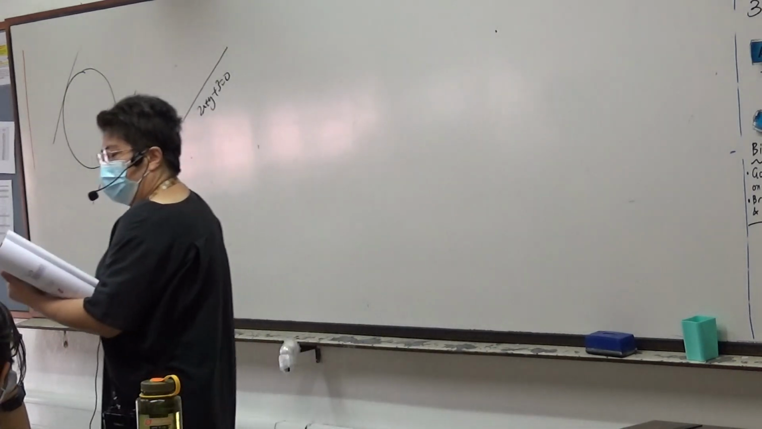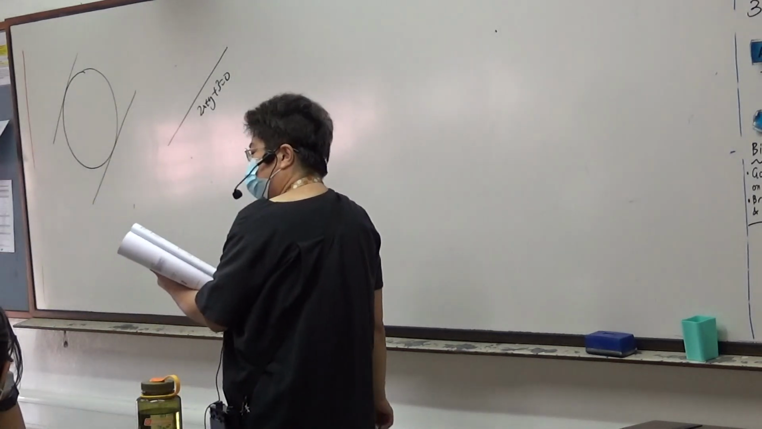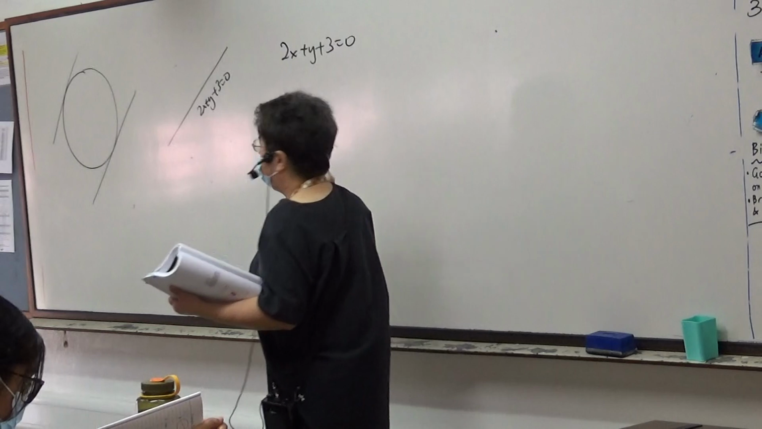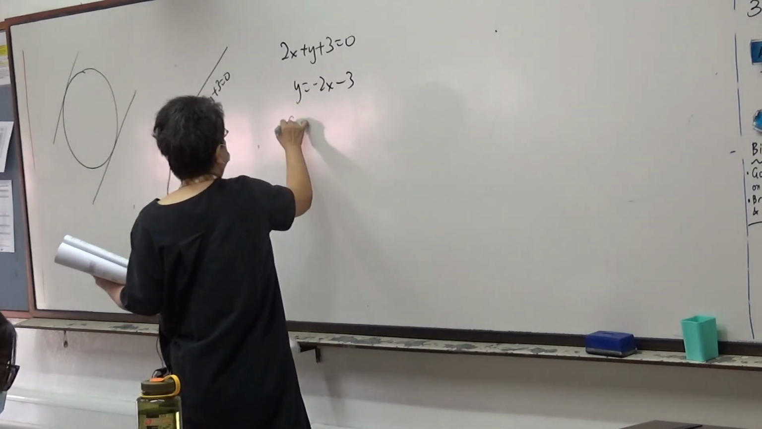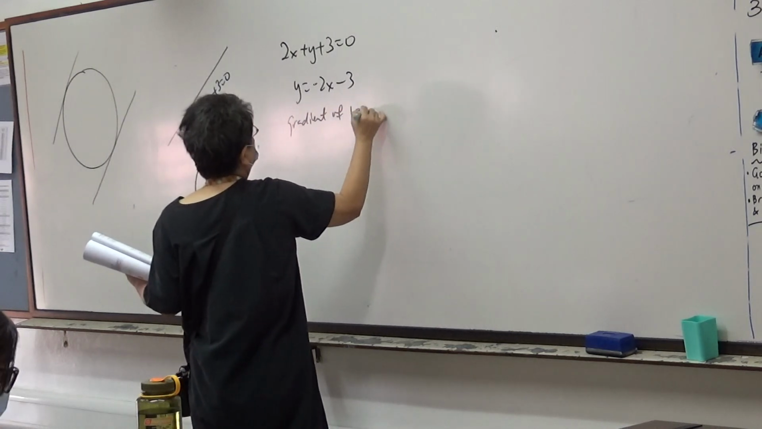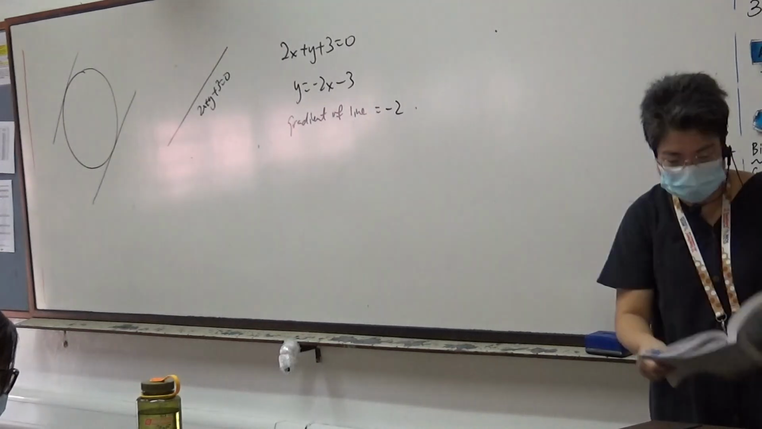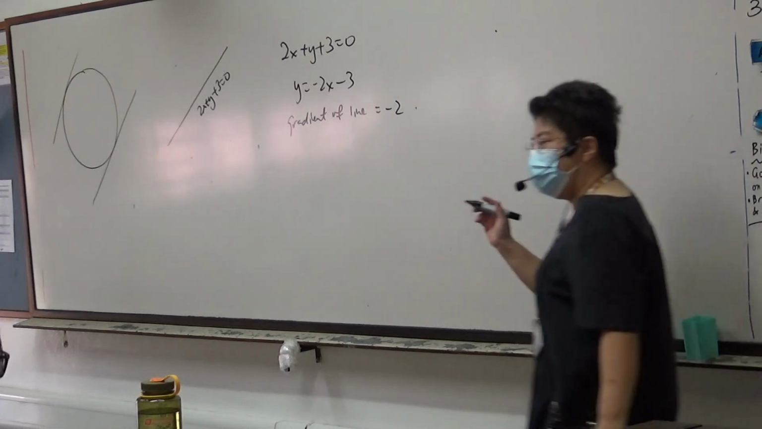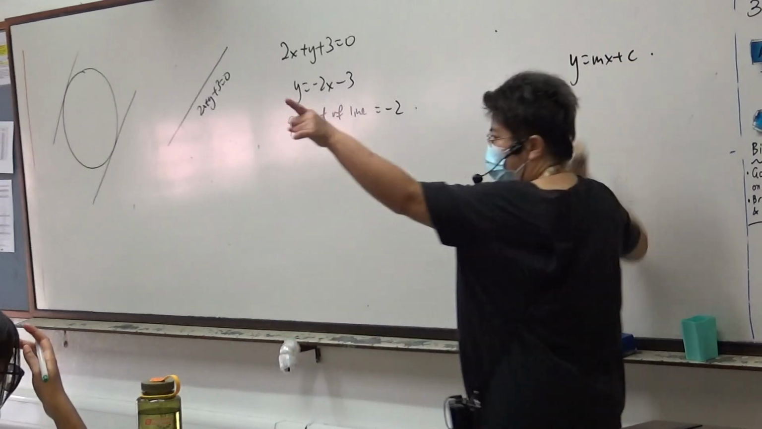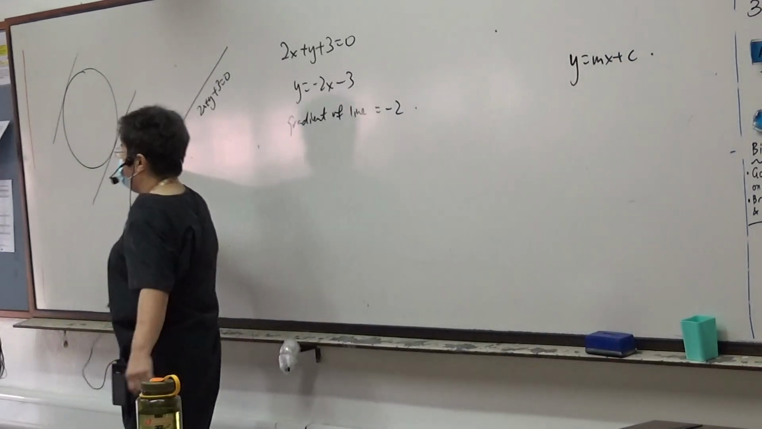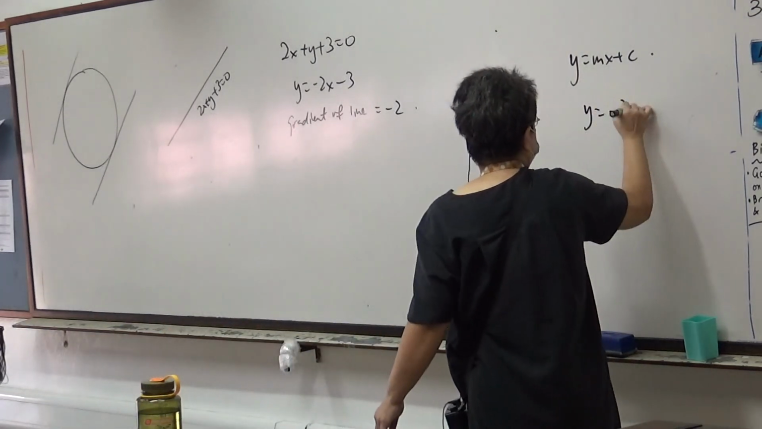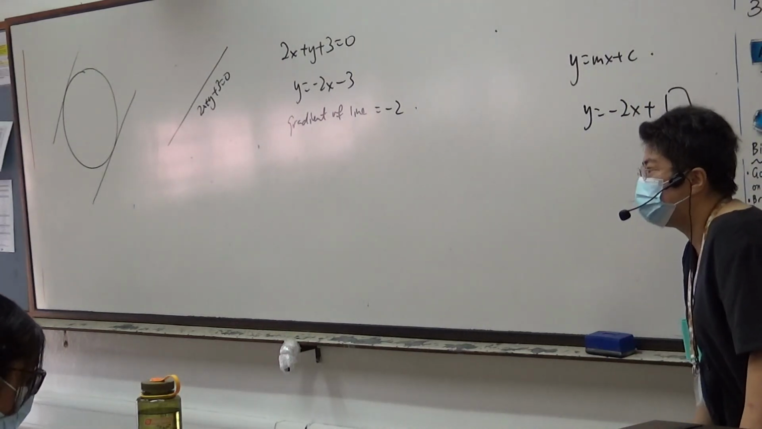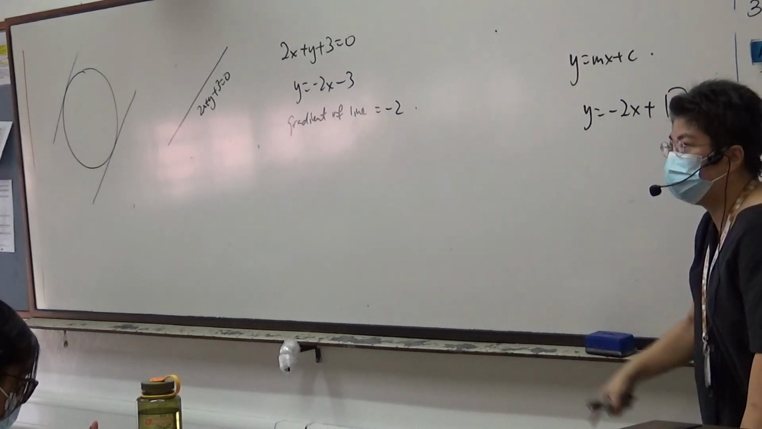Okay, so find the equations of the tangent to the circle which are parallel to this line. Okay, let us write down this line first. Okay, I'm going to rewrite. What's the gradient of this line? Negative 2, right? Correct. Okay, now a straight line equation is y equals to mx plus c. Do you all agree? That means all my tangent must be y equals to negative 2x plus something, right? I don't know what is that something. Agree? Yes or no? But I already know that the gradient is negative 2 because it's parallel.